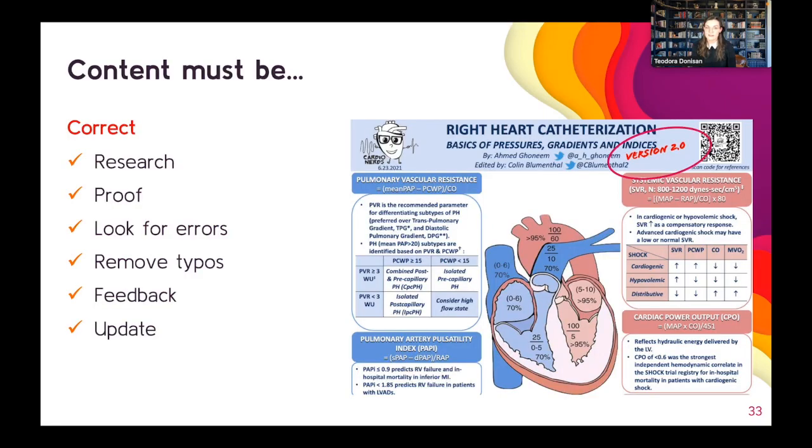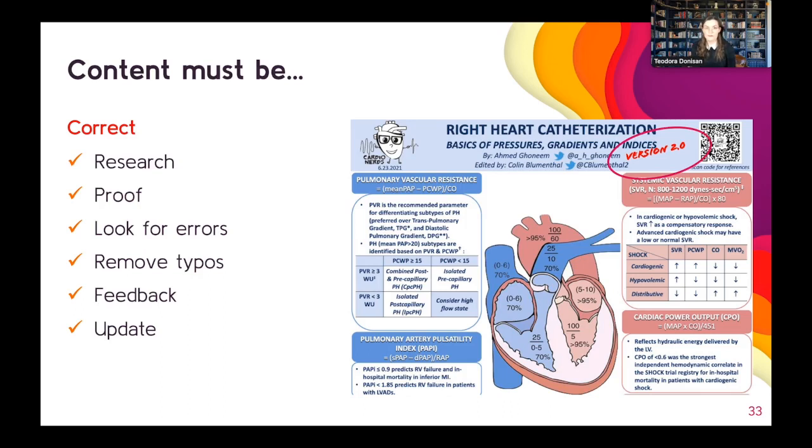It's essential for the content to be correct. You should always consult multiple sources for your infographic. You can go over CardioNerds episodes, do PubMed searches, review guidelines, and talk to experts. Make sure you have a broad understanding of the topic you're working on and that the information is up to date. You can also consider using a timestamp as well.